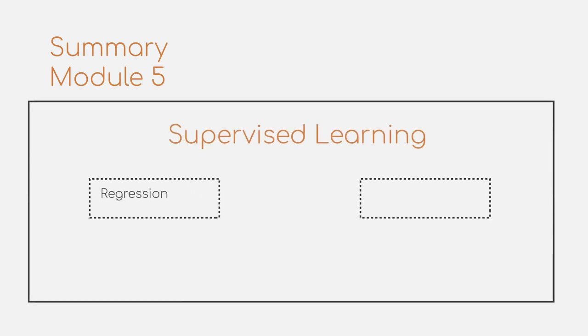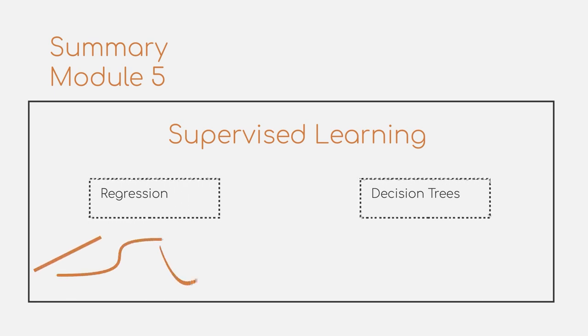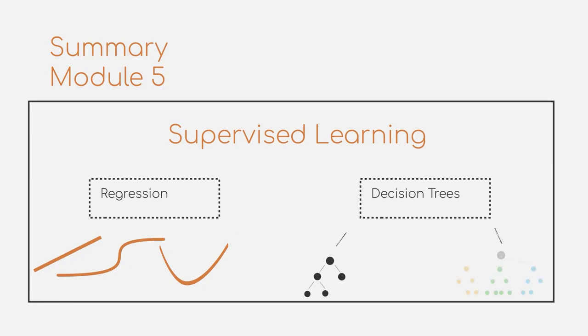To sum up what we have learned in this module, we talked about two algorithm classes used for this supervised learning paradigm, regression and decision trees. For regression, we also covered some variations of the simpler linear regression, and for decision trees, we not only learned how to build our own tree, but how to grow an entire forest.